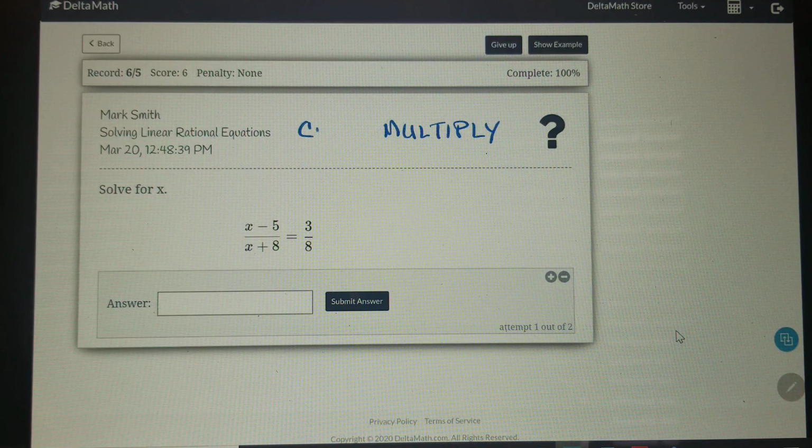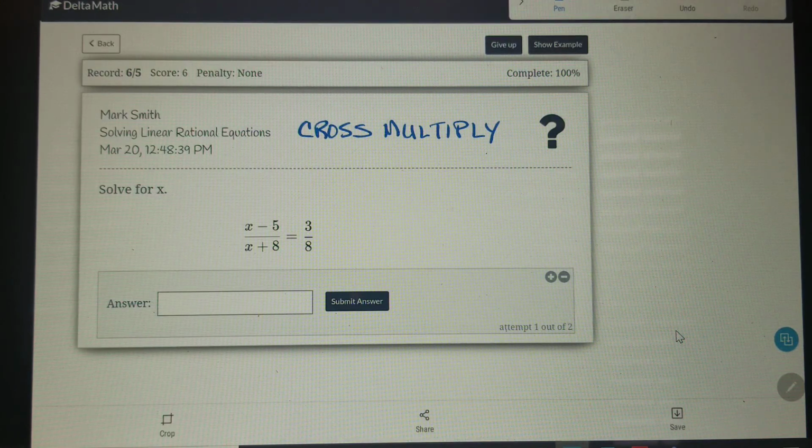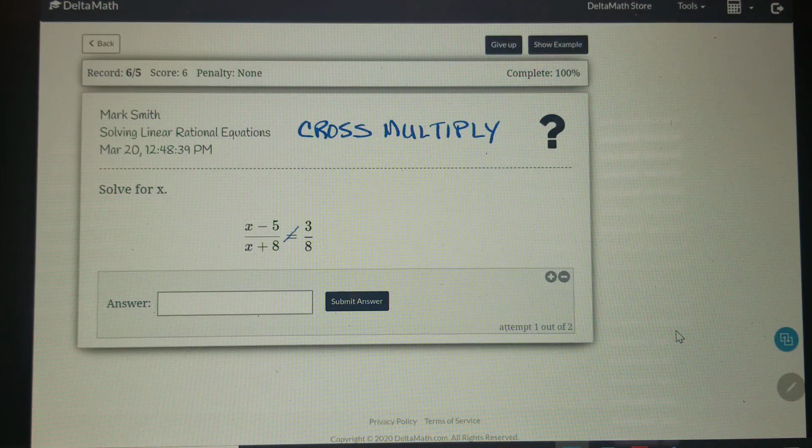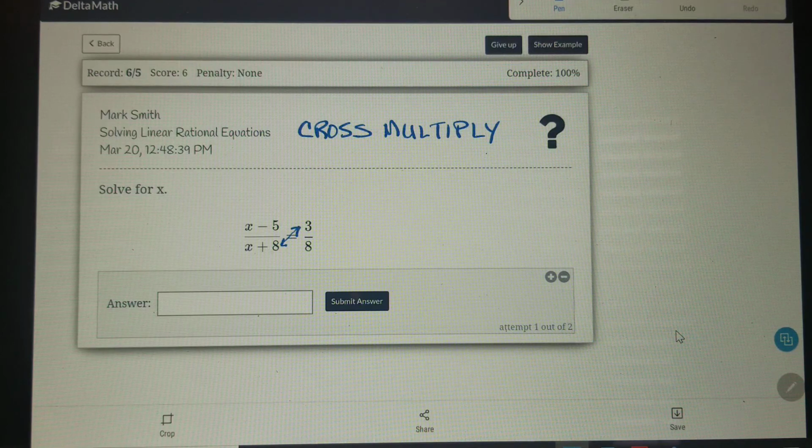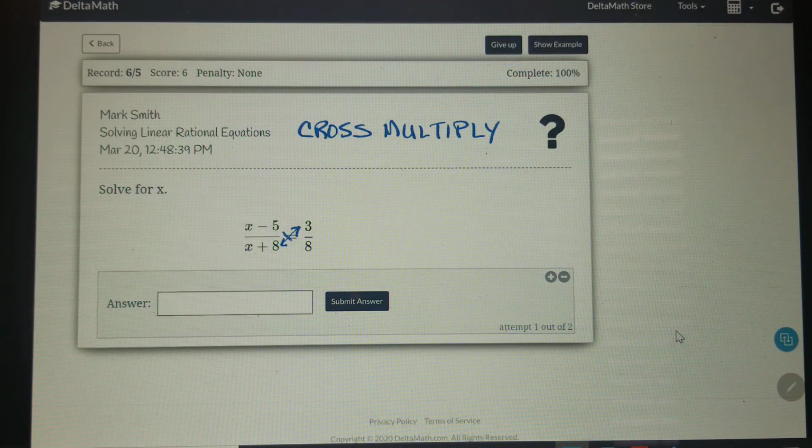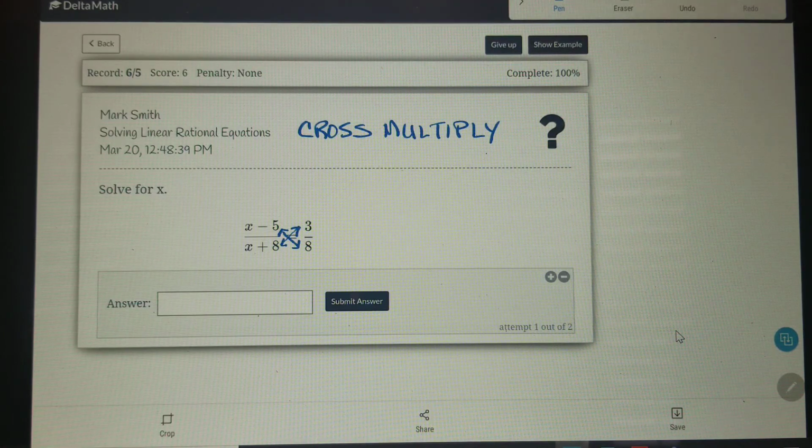Okay, C-R-O-S-S, cross multiply. This is a skill that you've had for a long time in your math career, but basically what we're going to do is multiply this 3 times this x plus 8, and we're going to multiply this 8 times this x plus 5. All right, so let's give that a try.